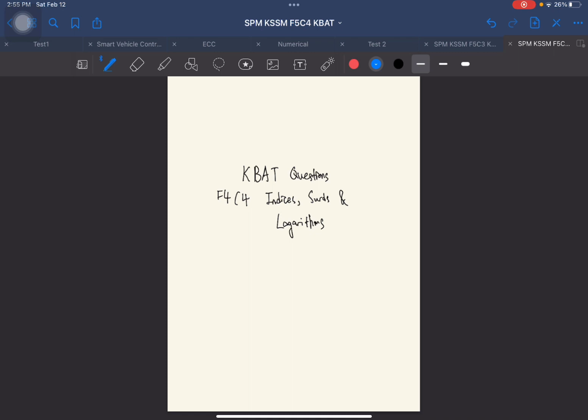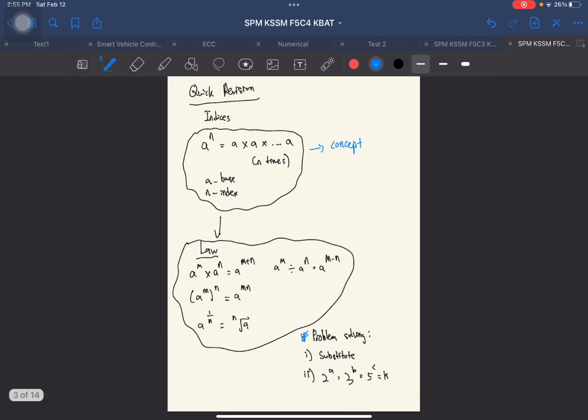Today we're gonna do 5 KBAT exercises on indices, surds and logarithms. But before this, let's have some quick revision on this chapter. So let's start with indices.